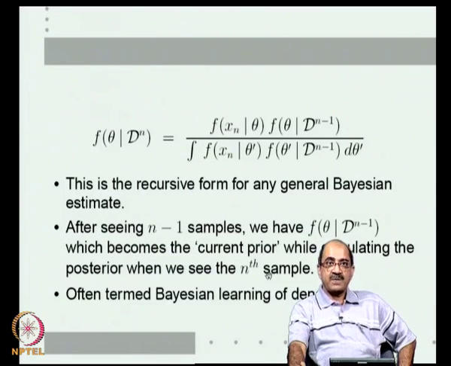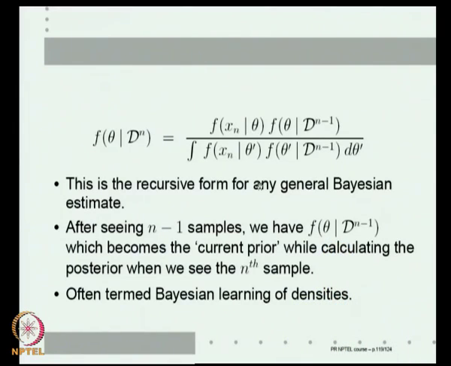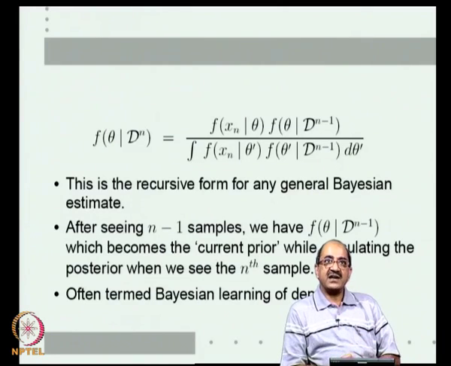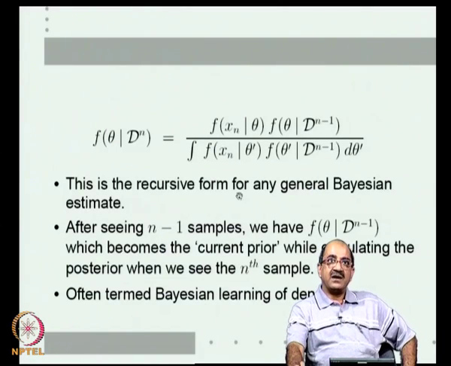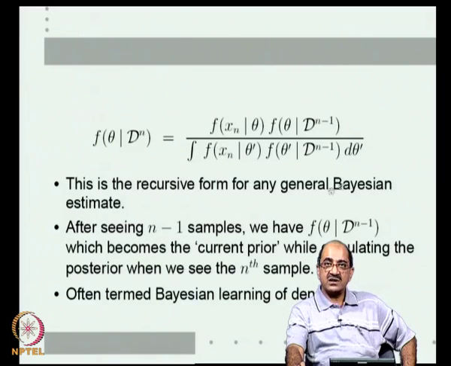Okay. Often this is termed the Bayesian learning of densities, because this is inherently recursive. As and when I see more samples, I keep refining my belief about the unknown parameter vector. That is essentially what calculating the posterior density in Bayes means. Okay. So, in this sense, Bayes estimates are also recursive. I should say ML estimates are also recursive to an approximation, whereas Bayes estimates are inherently recursive in this sense. That is why it is often termed Bayesian learning of densities.